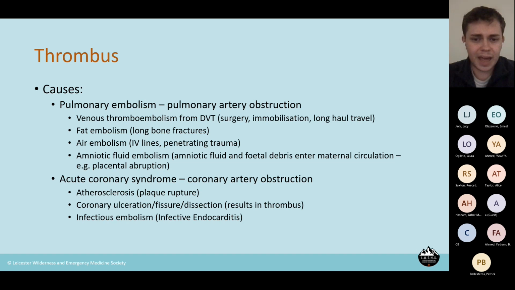Rarely you can also get AF thromboembolism as well, so clots in the atrial appendages from AF. They will commonly lead to stroke, but actually they can rarely also lead to coronary obstruction as well. So anyone with risk factors like family history of heart disease, angina, diabetes, hypertension, if they're a smoker, if they're obese or have high cholesterol, those are all risk factors for thrombus.